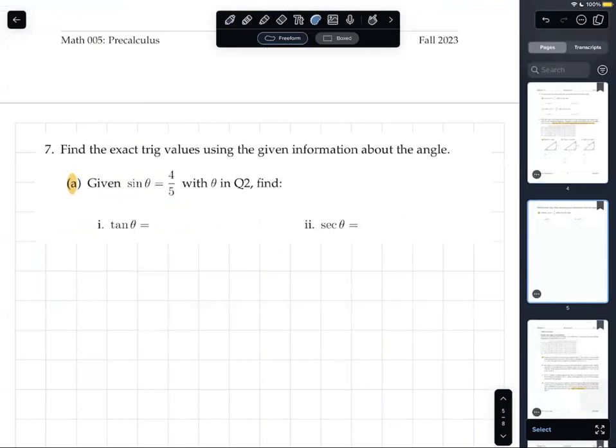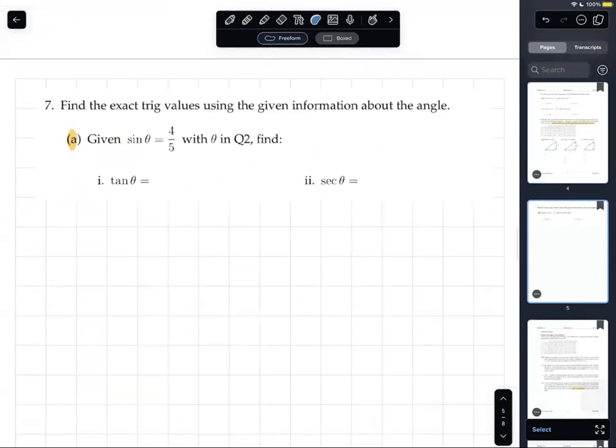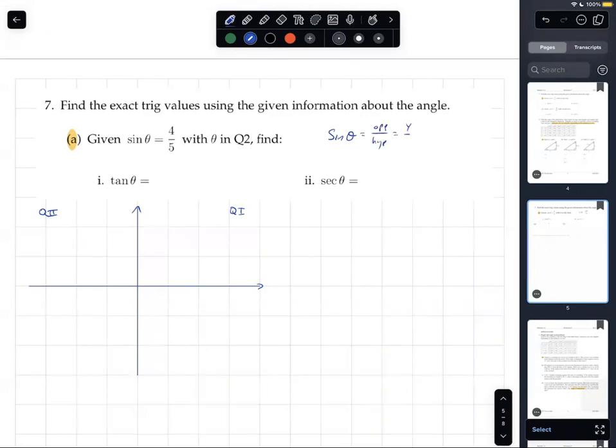Okay, so this was very similar to the one we just did, actually, except we're not really told at this point that there's a point on the unit circle. So let's draw a picture with the information that we're given. We're told that we are in quadrant 2, so we'll go over to quadrant 2, and we're given the sine of theta. The sine of theta is, remember, opposite over hypotenuse, or if you want, y over r, and that was given to be 4/5.